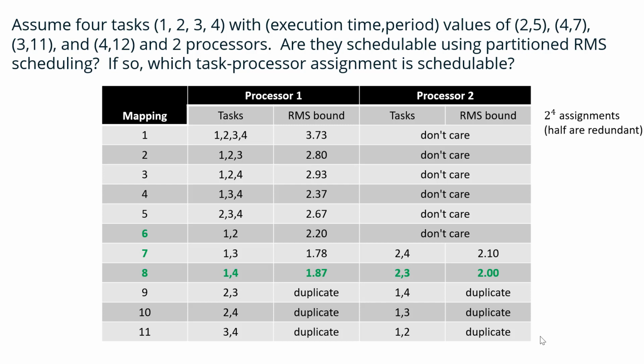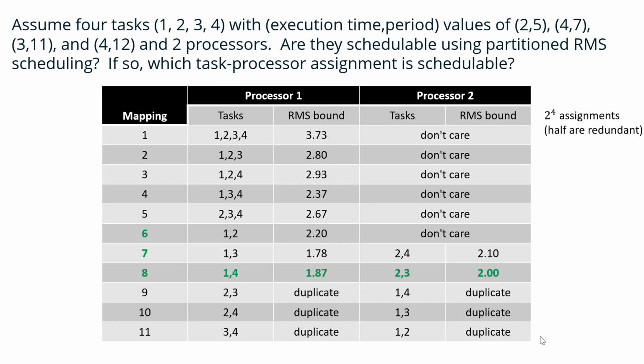So let's see, 2 to the 4th power is 16. Half of that is 8. So I list the first 8 here. These other ones here are duplicates of ones above. So in this case, I gave a full enumeration of every way to do the mapping.